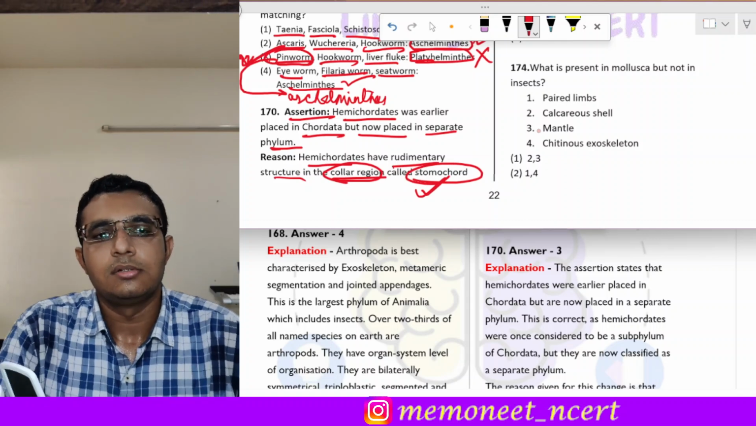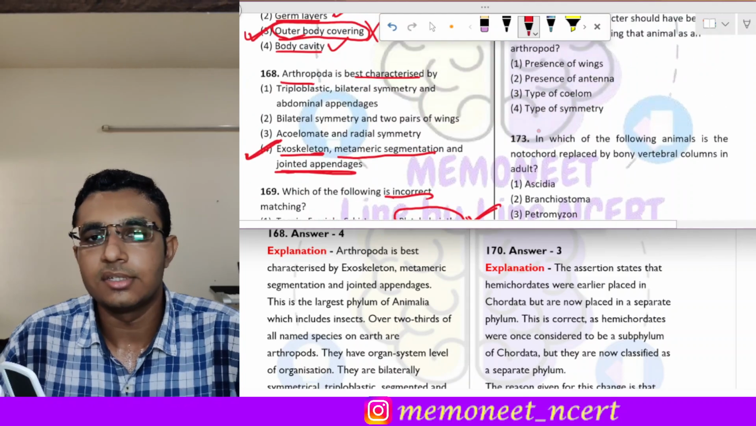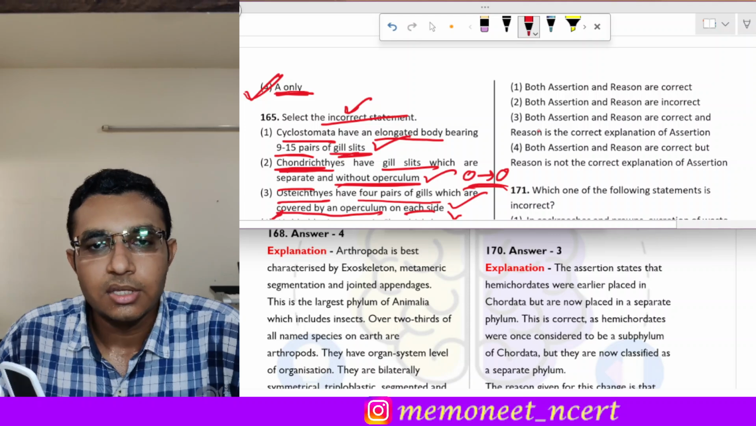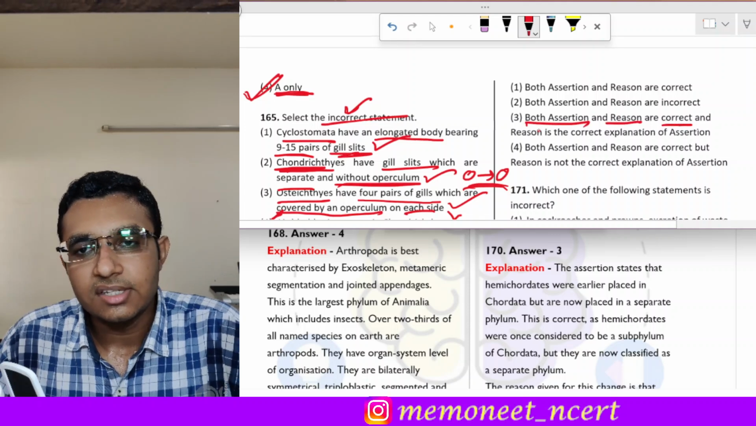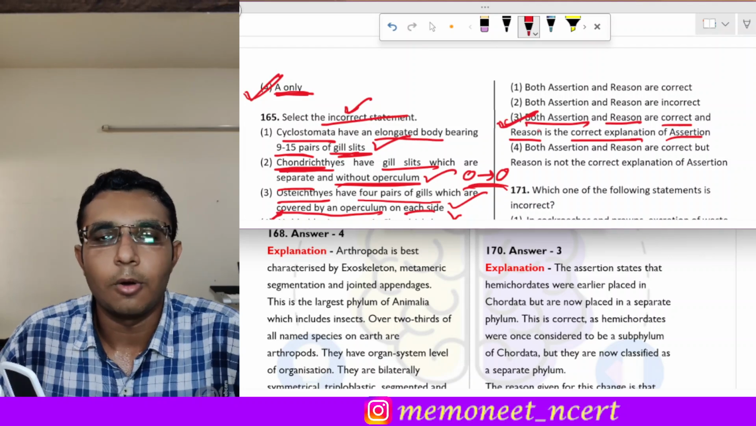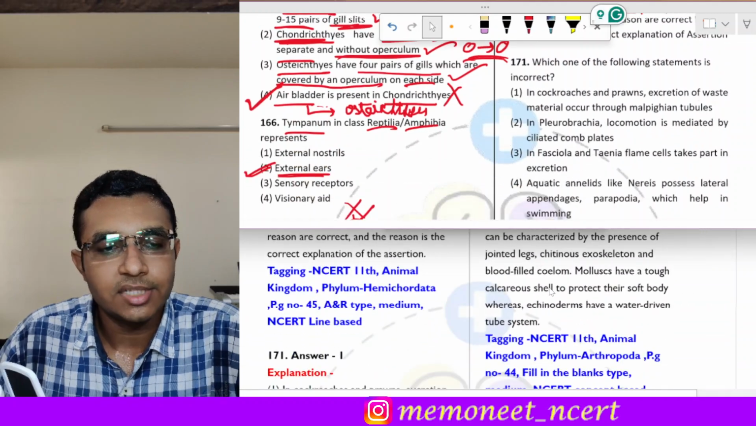Okay, so the correct answer over here is: both the assertion and the reason are correct, and the reason is correctly explaining the assertion. So the correct answer of this question is option 3. Moving on to the next question, that is question number 171.